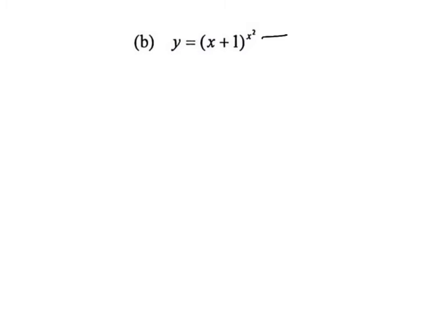Now, this unusual power here should suggest that what we're going to do is to use logarithmic differentiation. So the natural log of y equals the natural log of x plus 1 to the power of x squared. And by the rules of logs, I can write that as x squared times natural log of x plus 1.